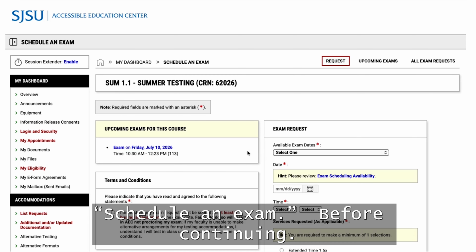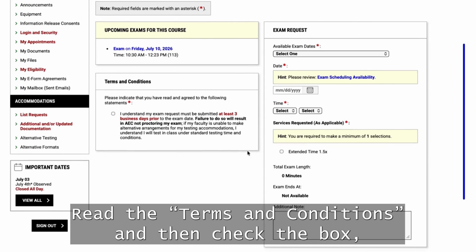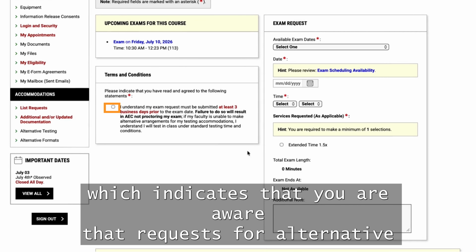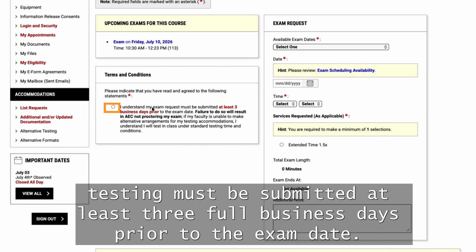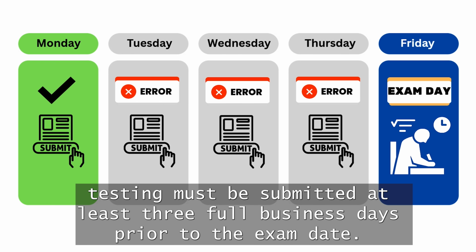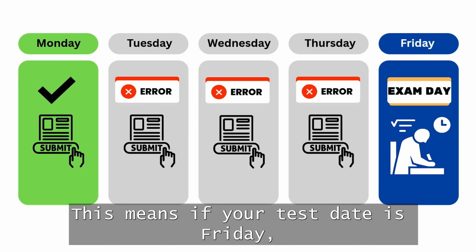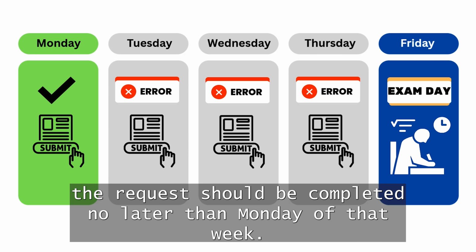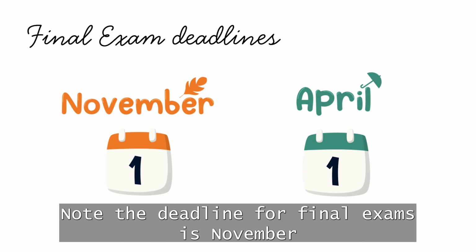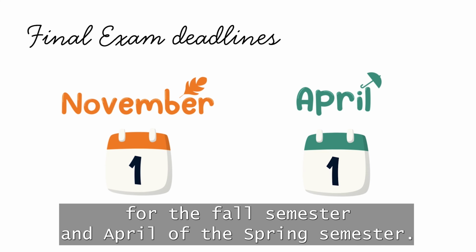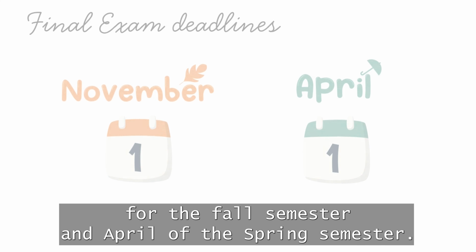Before continuing, read the terms and conditions, and then check the box, which indicates that you are aware that requests for alternative testing must be submitted at least 3 full business days prior to the exam date. This means if your test date is Friday, the request should be completed no later than Monday of that week. Note, the deadline for final exams is November for the fall semester and April for the spring semester.